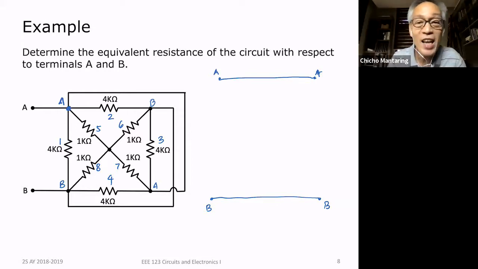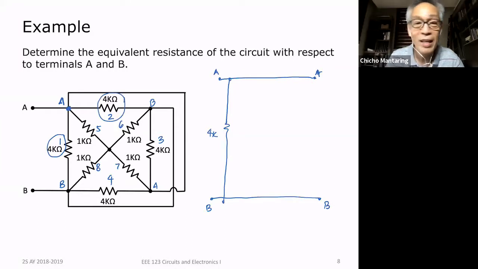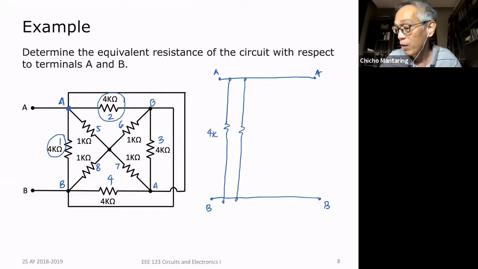What is between A and B? Ano yung nasa gitna ng A and B? Itong 1. That is between A and B. So you have 4K. Itong 2. Is that between A and B? Yes. It's between A and B. So I have another 4K.